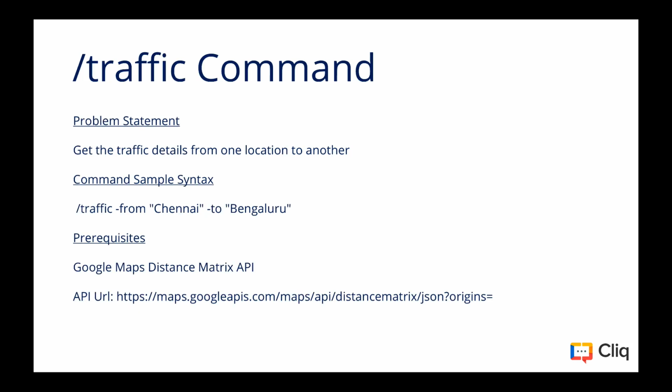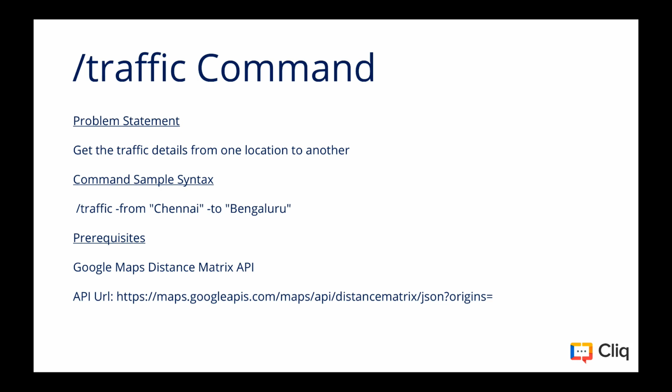We'll take the example of a slash traffic command, which will help us check the traffic distance from one location to another. The prerequisite here would be to have the Google Distance Matrix API and to understand the necessary parameters that need to be passed.